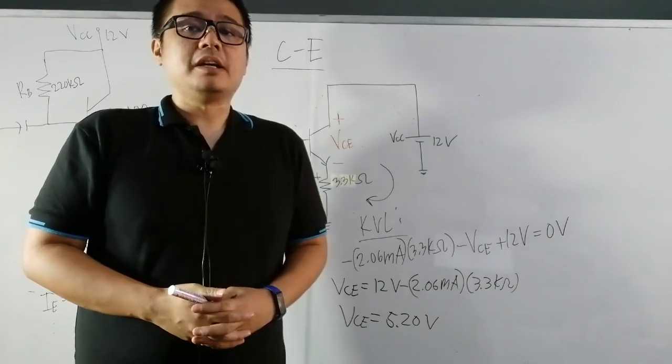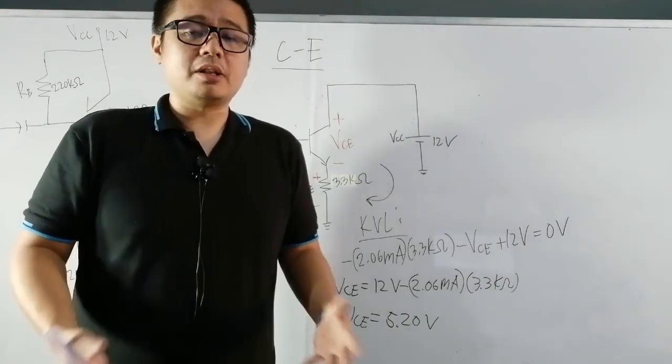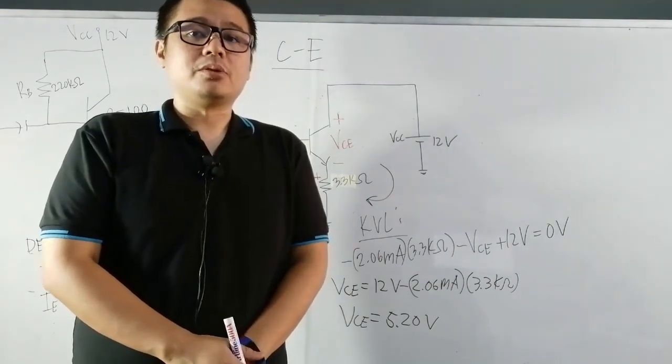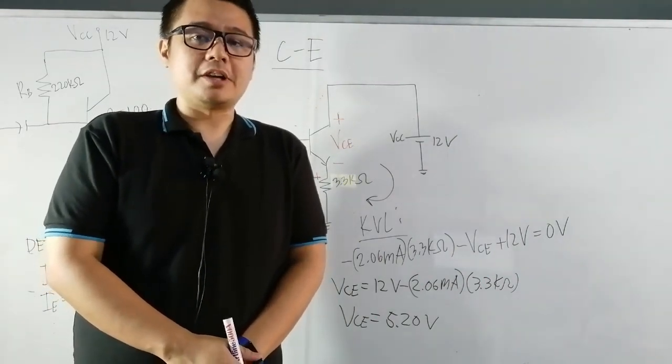That would be all for now. Our next discussion will be all about the AC analysis of the common collector configuration or the emitter follower configuration.